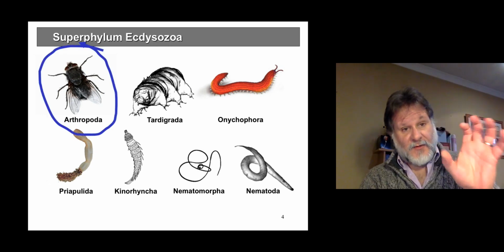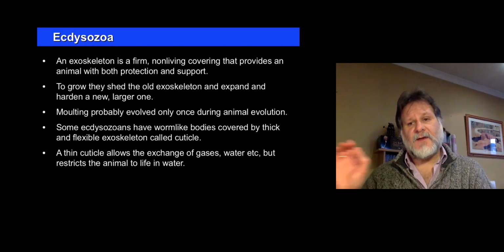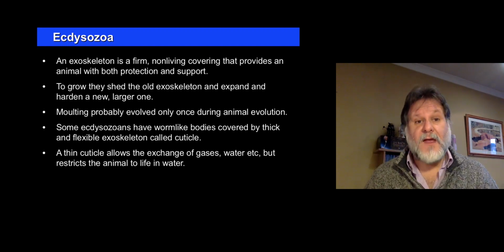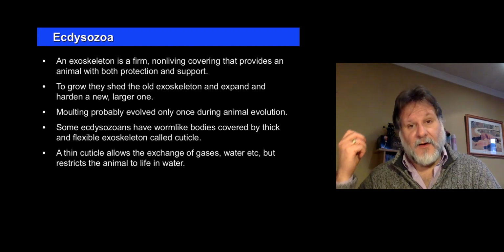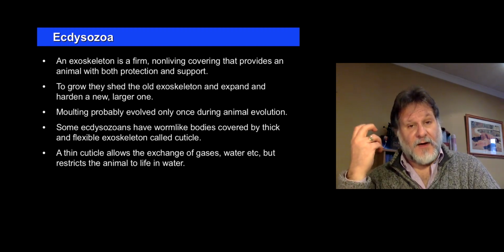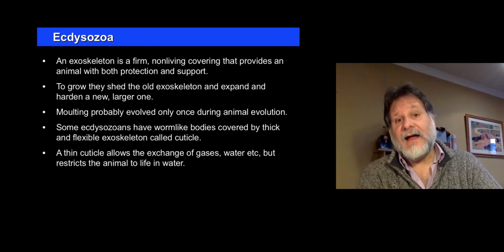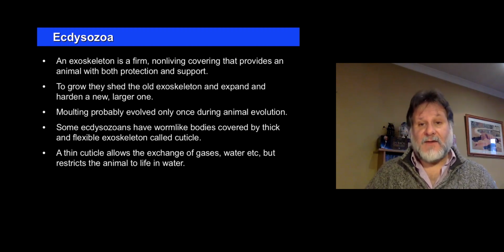So it's the arthropods, the euarthropods, that we're going to mostly focus on. But let's just consider the general properties then of Ecdysozoa. They have an exoskeleton. It's a non-living covering. It provides both protection from infection and mechanical protection and support. In order to grow, they have to shed the exoskeleton.